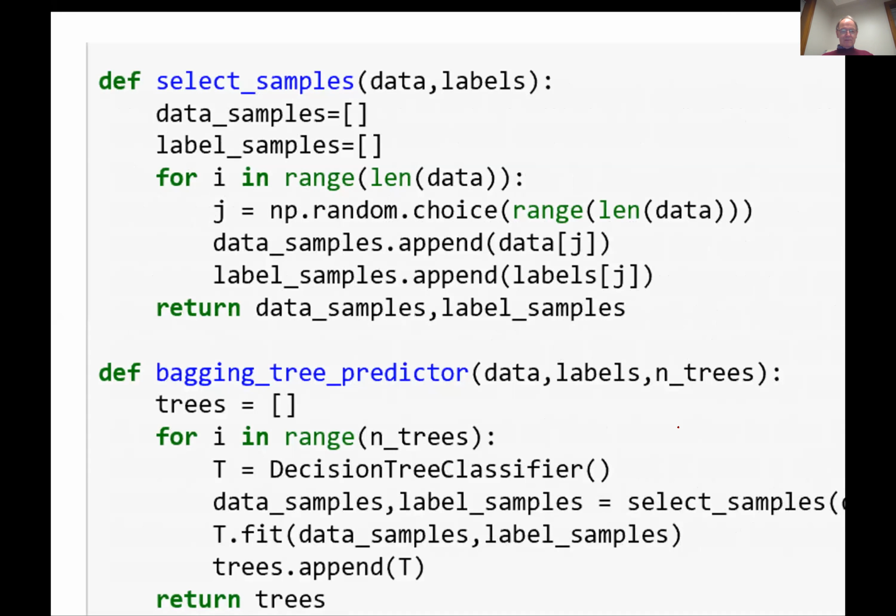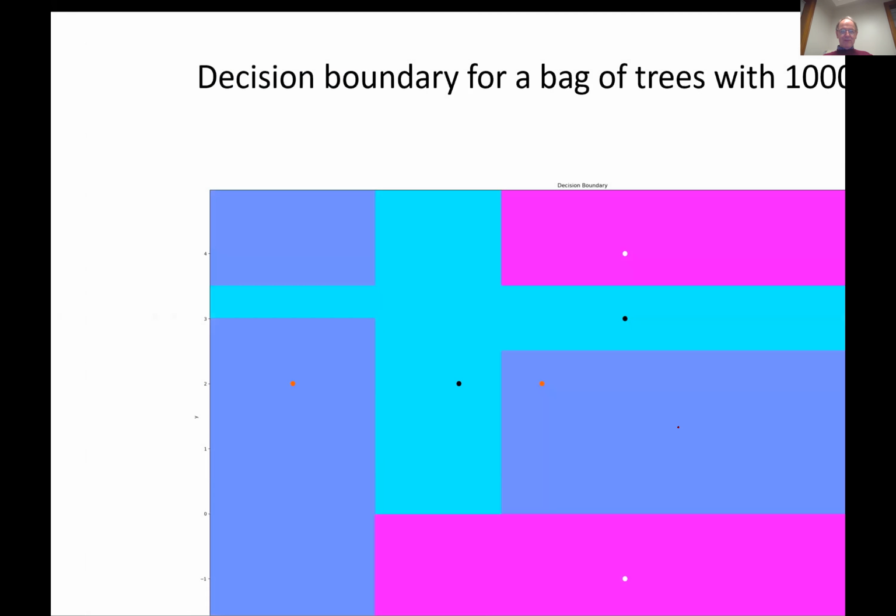So here's a little bit of code that does the bagging tree predictor, and here's the same data set, but we're using bagging with 1,000 resamples. We can see here that the decision boundary we get is slightly different from what we got before, but not too different.